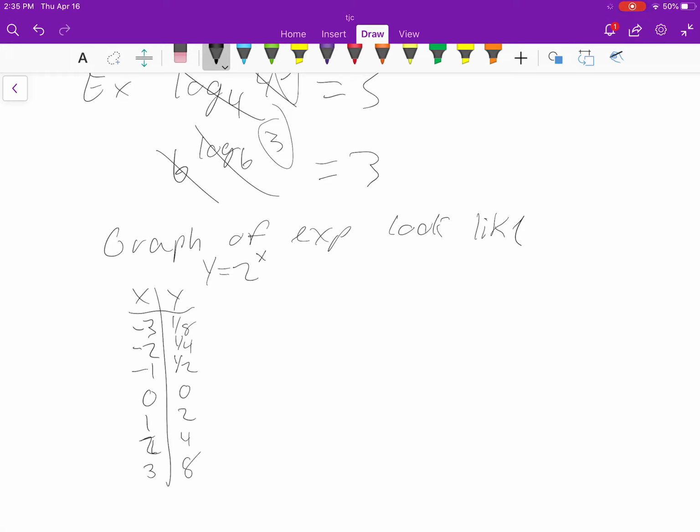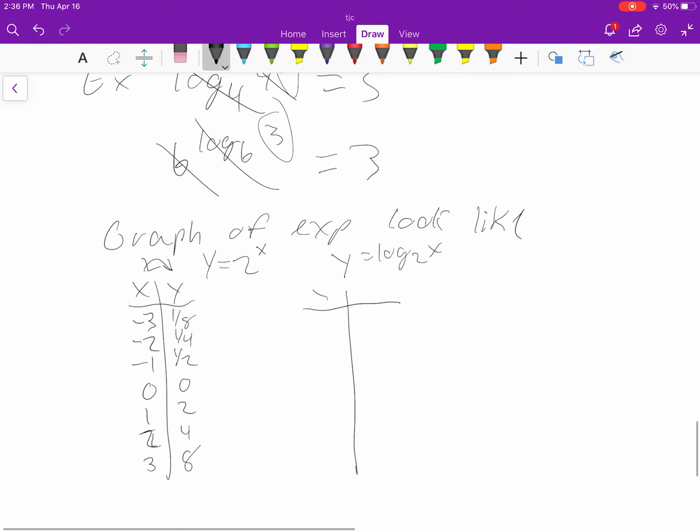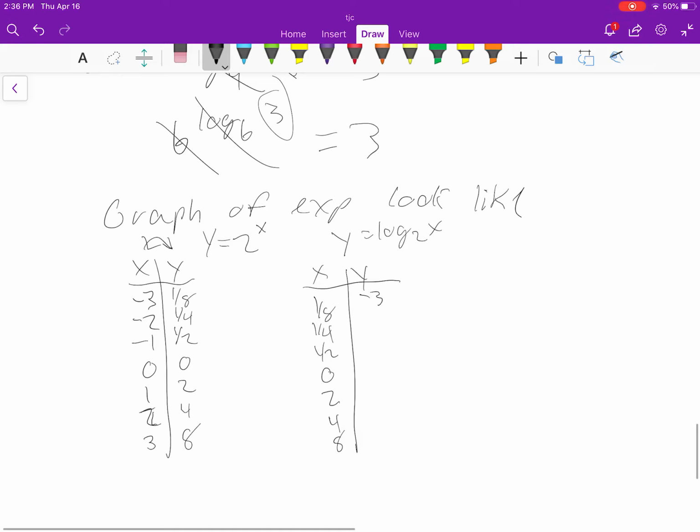Two, 4, 8. So here is a table for the exponential. Now, because we've defined logarithm as the inverse of an exponential, it means we're switching x and y's. So if we're going to graph y equals log 2 of x, we're going to switch the x and the y. So on this one, x is going to become 1/8, 1/4, 1/2, 0, 2, 4, 8, and y is going to become -3, -2, -1.